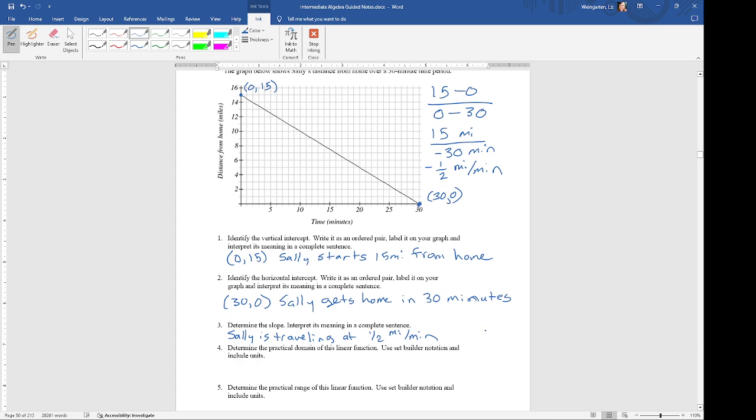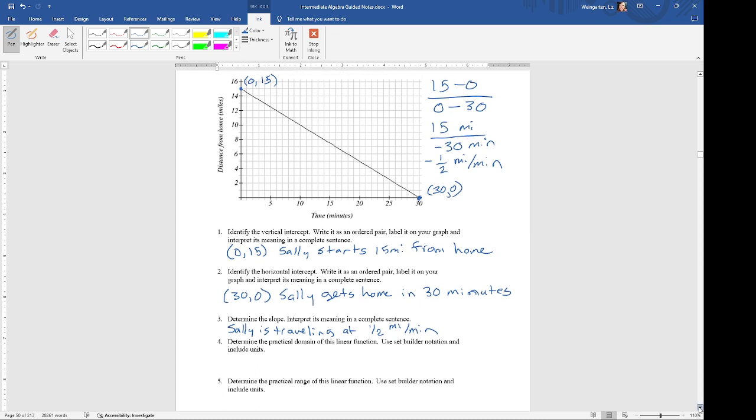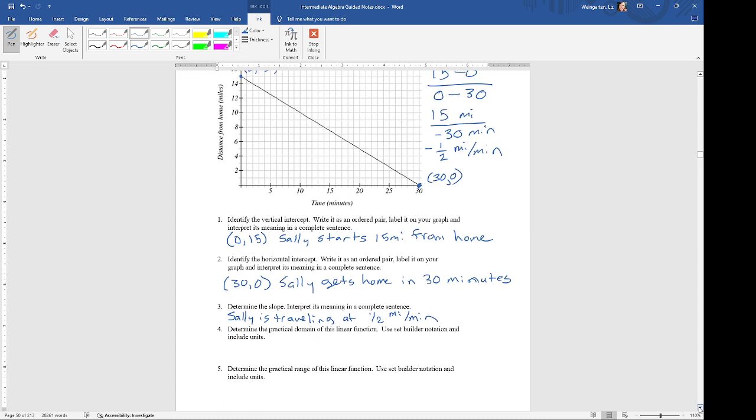Now we're going to determine the practical domain and range. This one, we cannot list off individual numbers. We'll use set builder notation using inequalities. The practical domain. What kinds of inputs do we have? Time can't be negative. We cannot travel backwards in time. So time, t, such that 0 is going to be the lowest number that time can be. It's going to be less than or equal to because time can be 0.